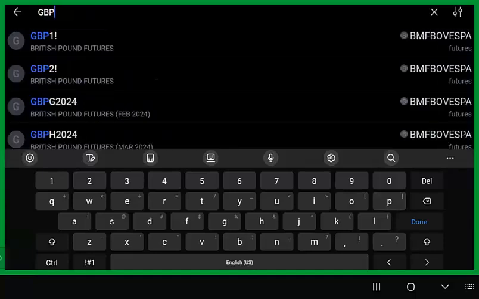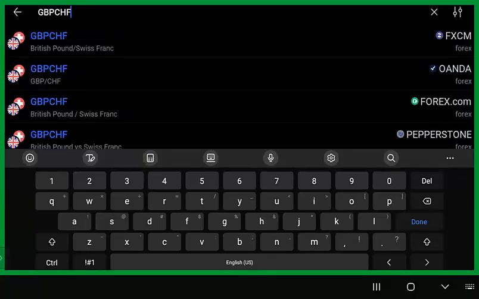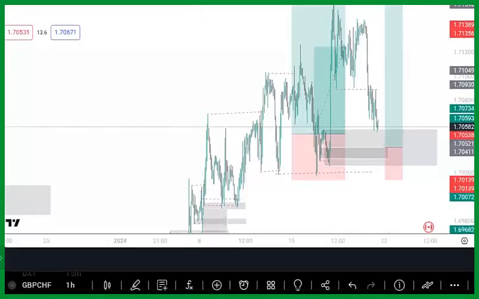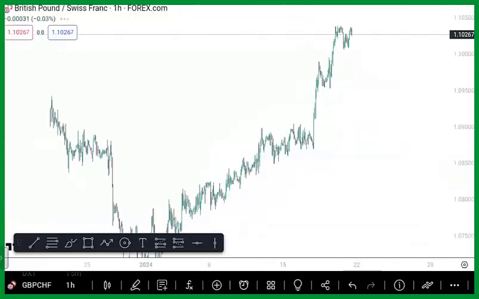GBP. What now? CHF. These are pairs I don't even look at, but for the fun of study, right? You can actually go back to any of these pairs.